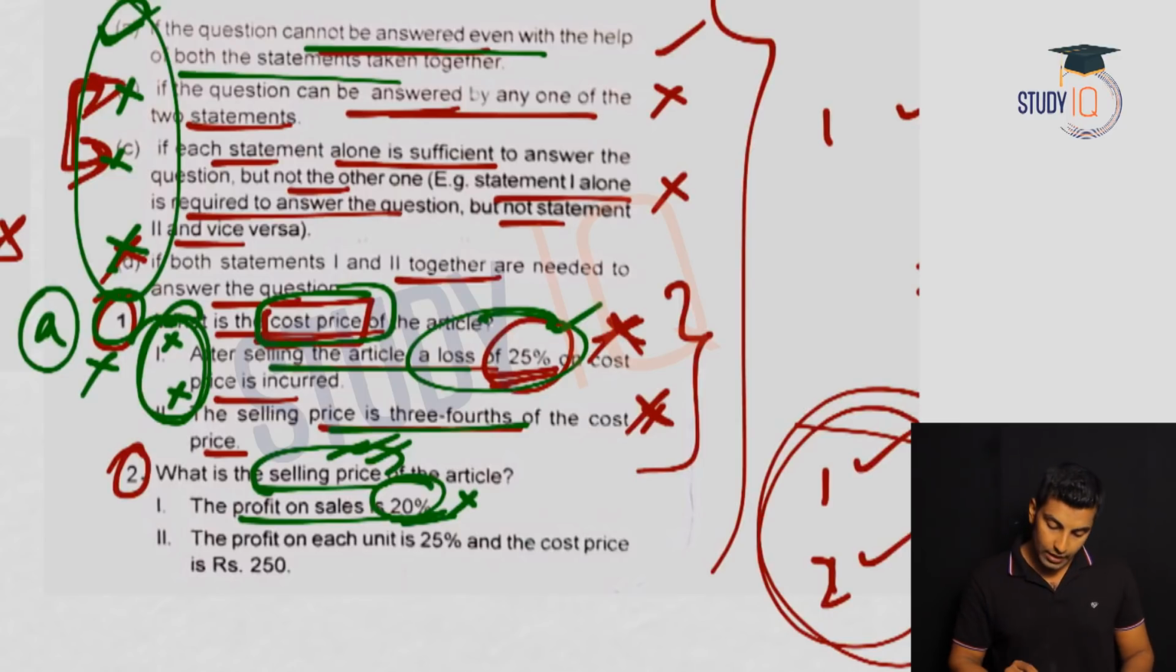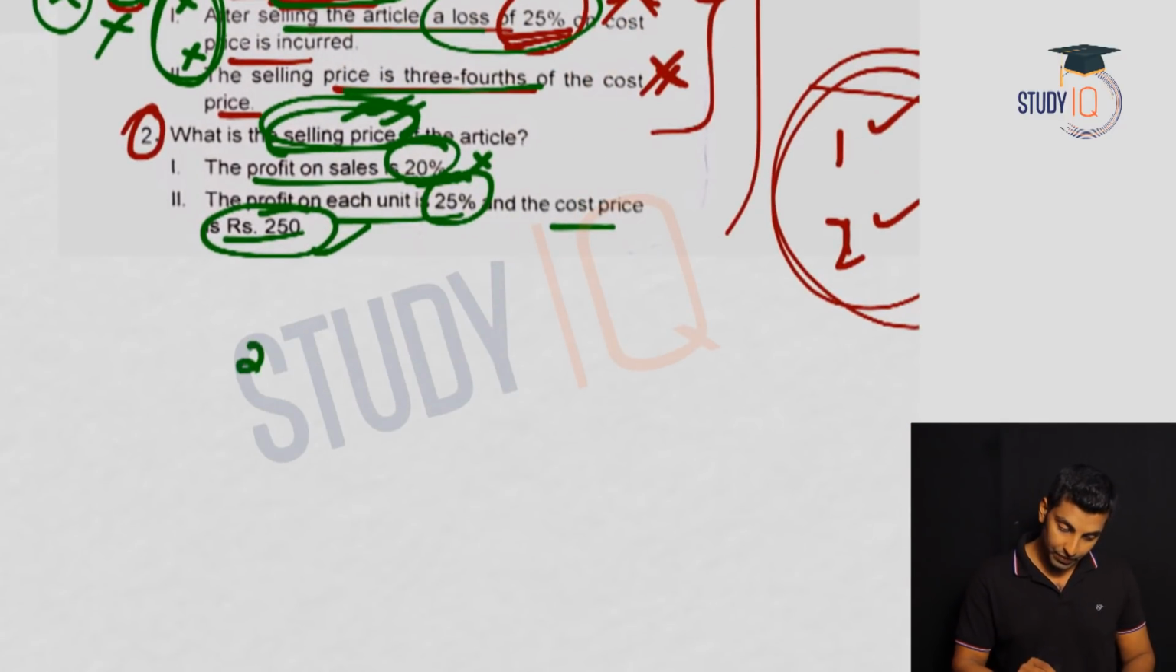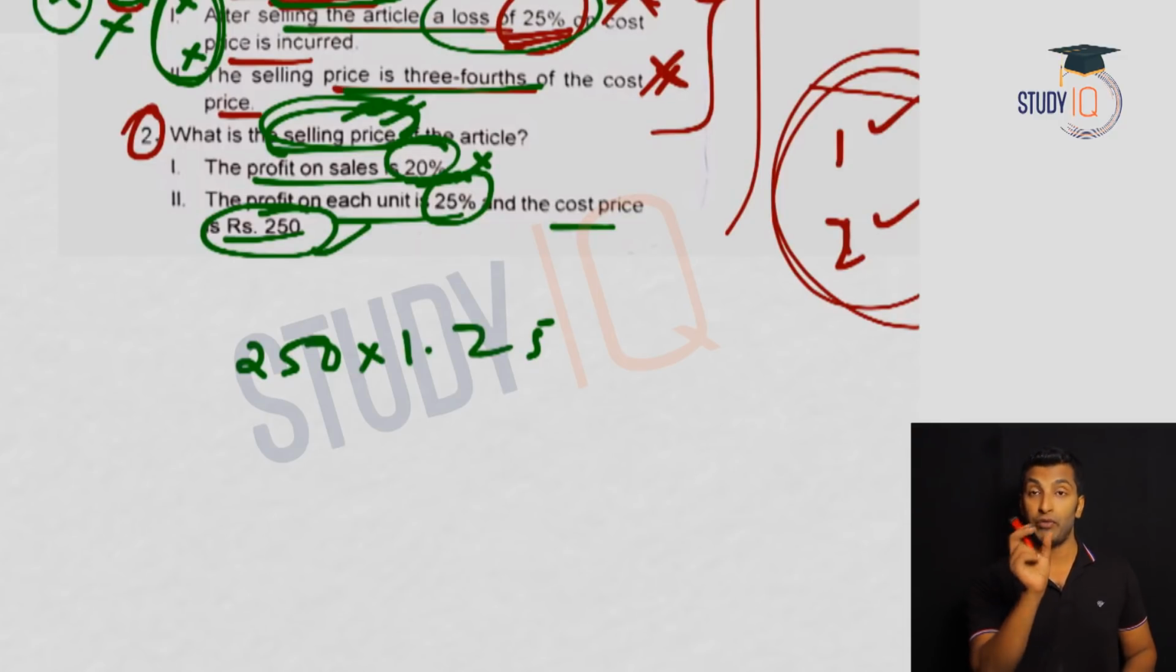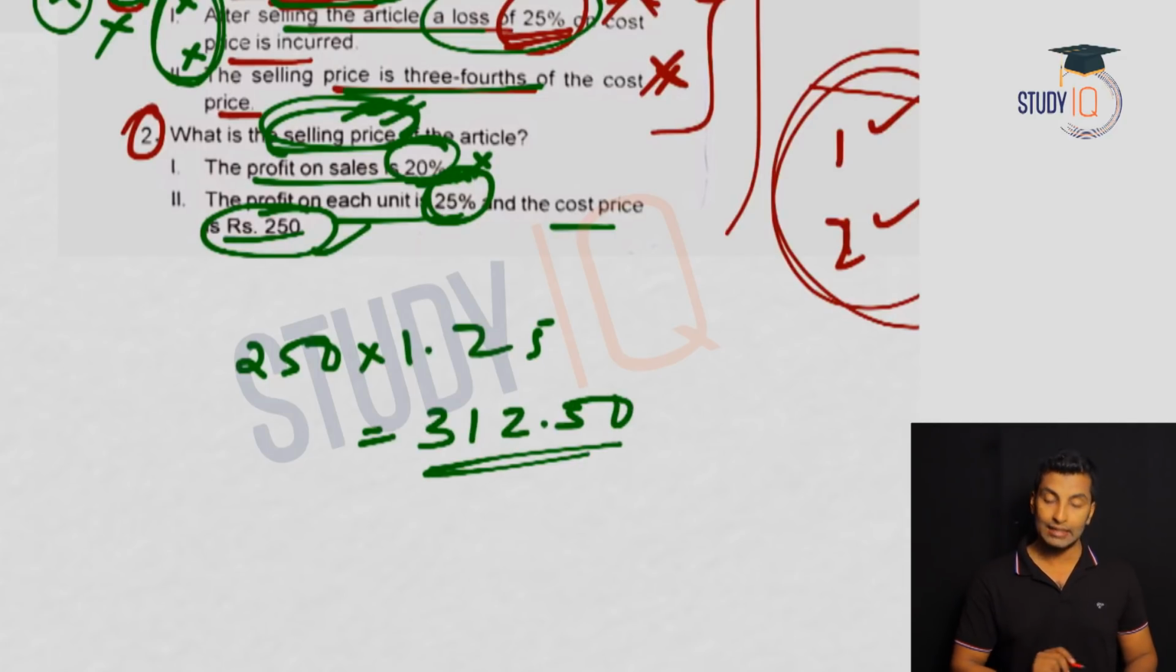Not together. The profit on each unit is 25% and the cost price is 250. Here, cost price is given, and what they're asking about is the selling price. Cost price is given, profit is given as 25%. So obviously 250 into 1.25. Why 1.25? 125 by 100. Why 125? 100 plus 25% profit. So you will get 312.50 as the selling price.